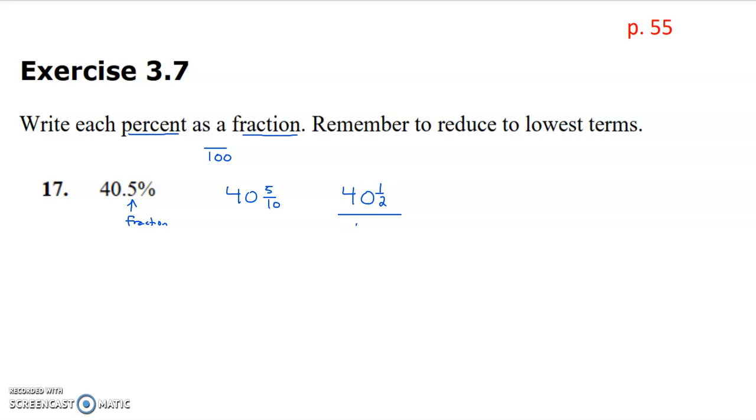You're going to put that over 100, and the next step is to change to improper. So once we have that, we're going to change to improper. 40.5 becomes 81 over 2. And if you did 40 and 5/10, you would get 405 over 10. So either way is good. Divide by 100. Then we change that to 81 over 2 divided by 100 over 1. And finally, we keep, change, and flip. 81 over 2 times 1 over 100.